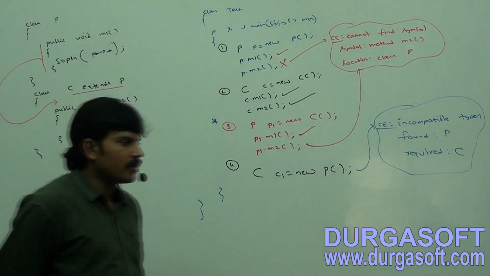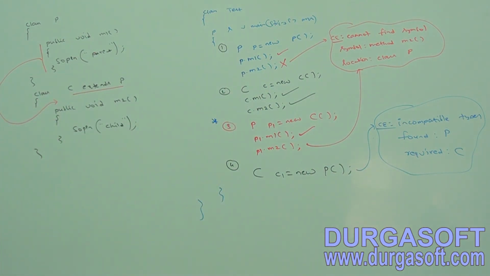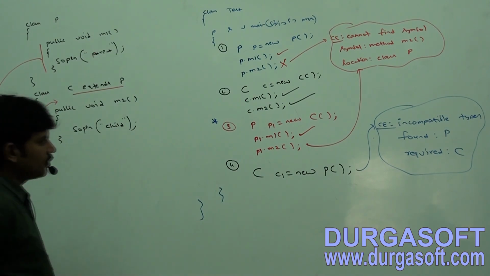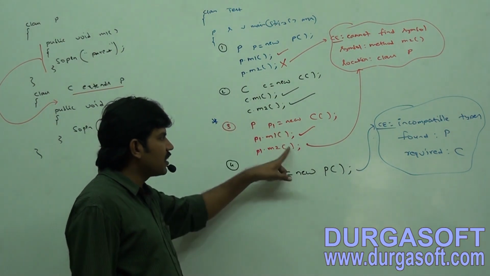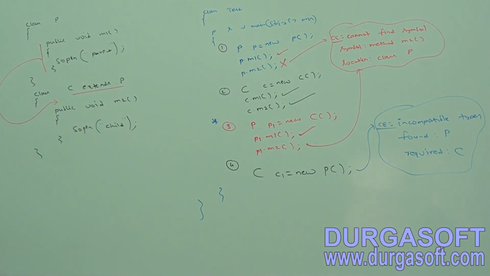So we are going to get a compile time error: cannot find symbol. Which symbol? Method M2, location class P. Cannot find symbol method M2, location class P. So make sure in both cases we are going to get the same compile time error. Take special care about this one.